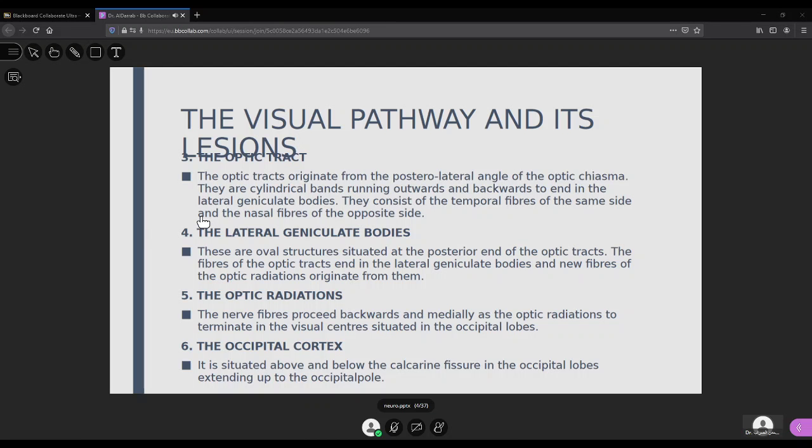The lateral geniculate bodies are oval structures situated at the posterior end of the optic tracts. The fibers of the optic tracts end in the lateral geniculate bodies, and new fibers of the optic radiations originate from them. The optic radiations proceed backwards and medially to terminate in the visual center situated in the occipital lobes. The occipital cortex is situated above and below the calcarine fissure in the occipital lobes, extending up to the occipital pole.